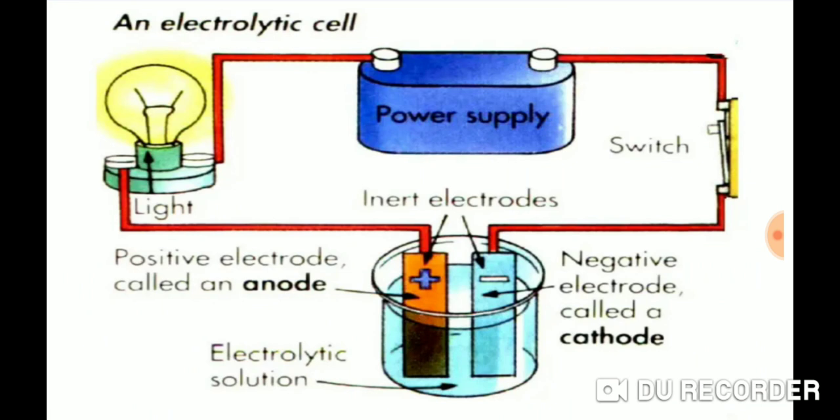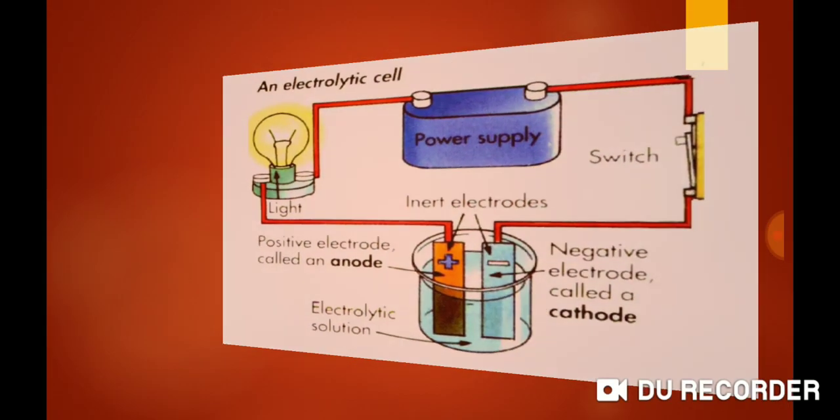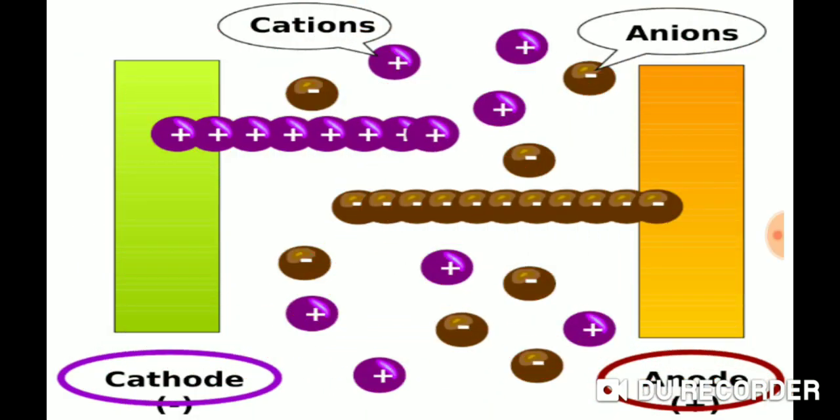Now, this is the whole diagram of an electrolytic cell. Here we have a power supply, a switch, and two electrodes. The positive electrode is the anode and the negative electrode is the cathode. Both the electrodes are immersed in an electrolytic solution and you can see that the bulb glows. The bulb glows only when this solution is an electrolyte. So this is a simple diagram of an electrolytic cell.